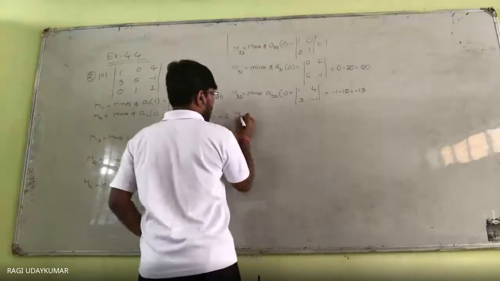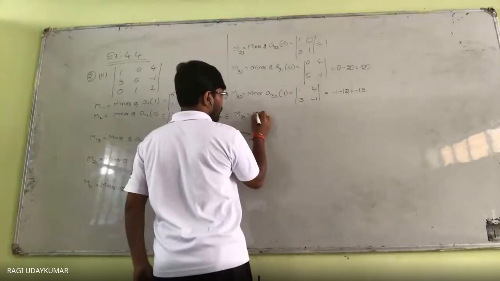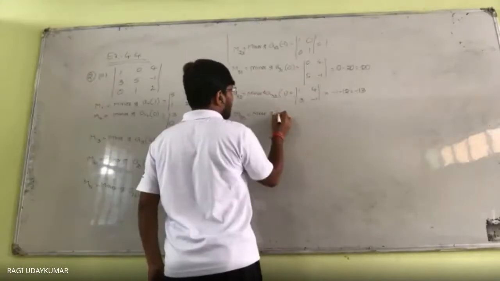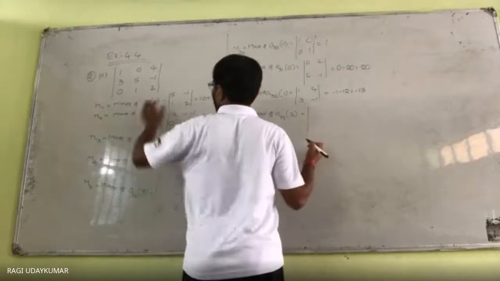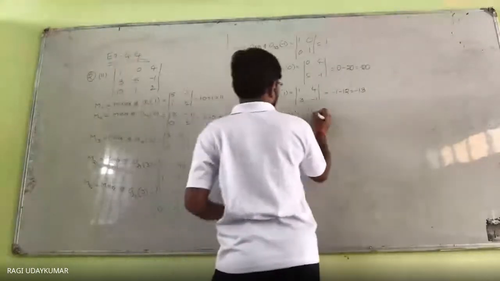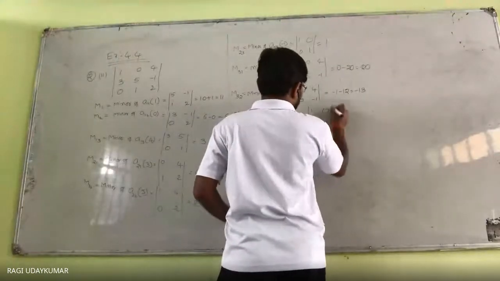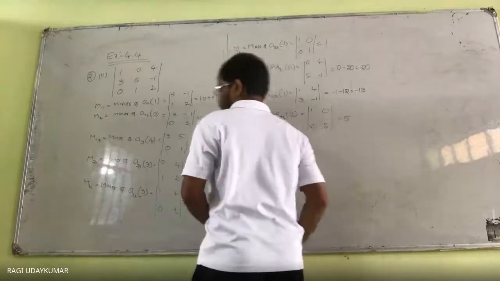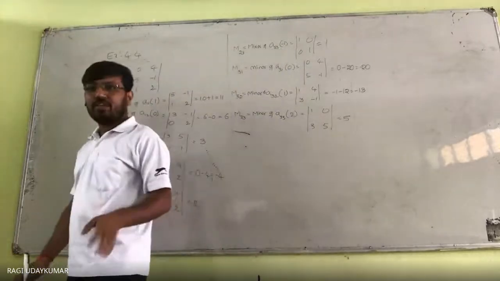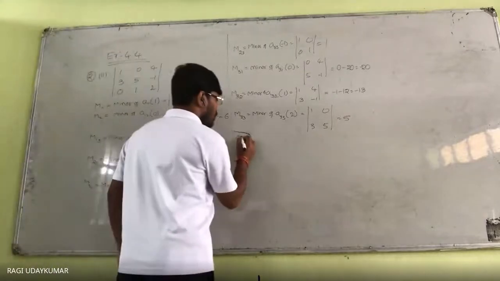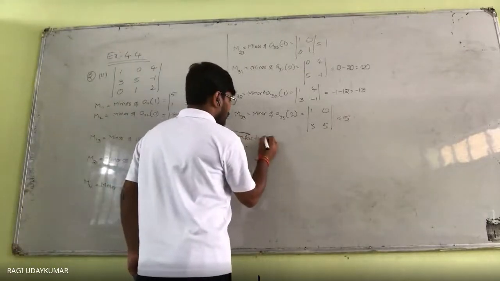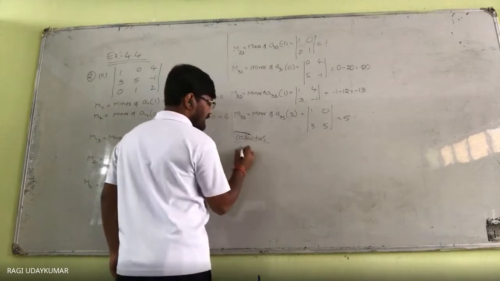Last minor, M33, is equal to the minor of A33, where the element is 2. So for this row and this column, 10 minus 5, which is equal to 5. The problem is not completed; we only wrote the minors. Immediately, cofactors can also be written.